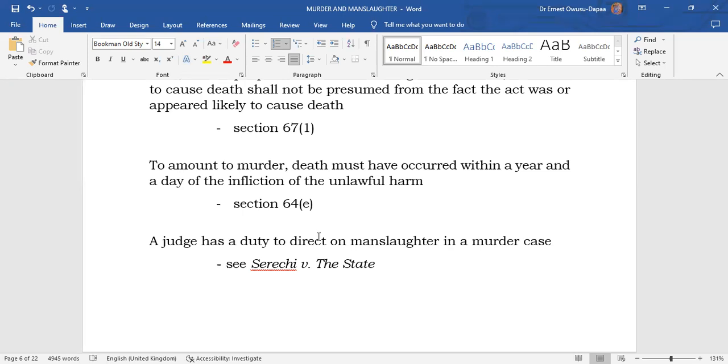So if you look at section 64E, it is instructive on what I have said regarding the year and a day rule. And the famous case of R v Dyson, if you remember, where the accused had inflicted wounds on a man, which caused his death more than a year and a day afterwards. And the court held that in absence of recent injuries, death could not have been accelerated by the act of the accused.